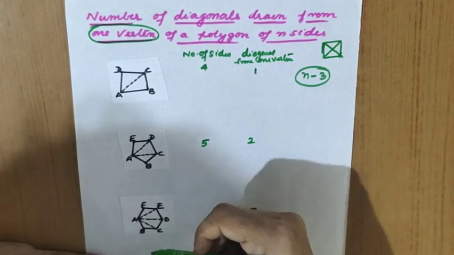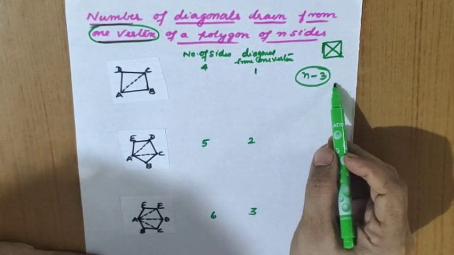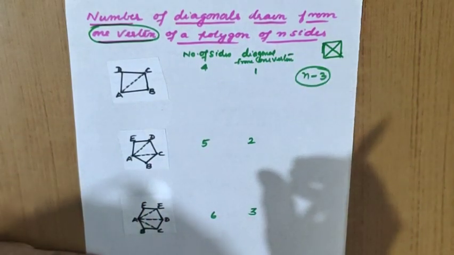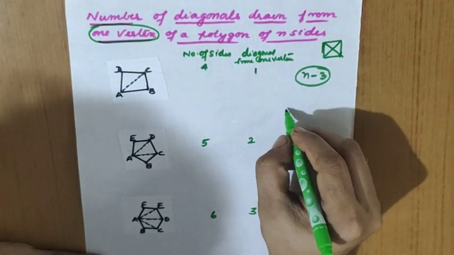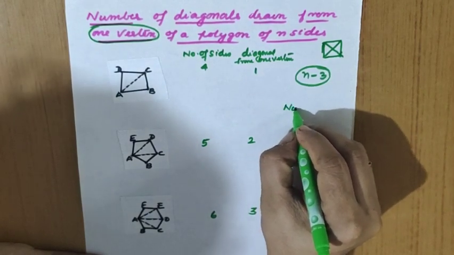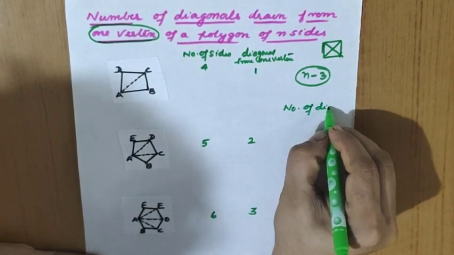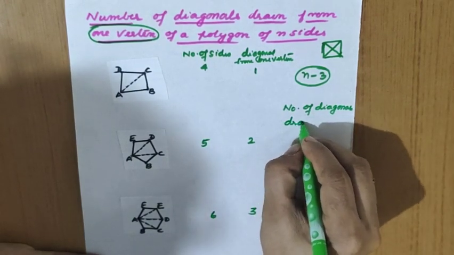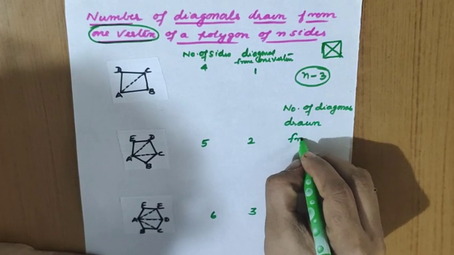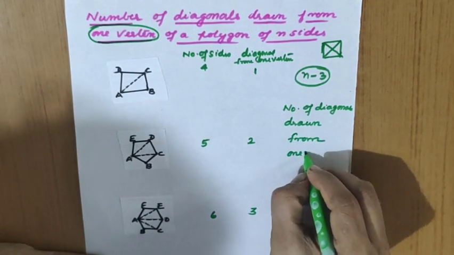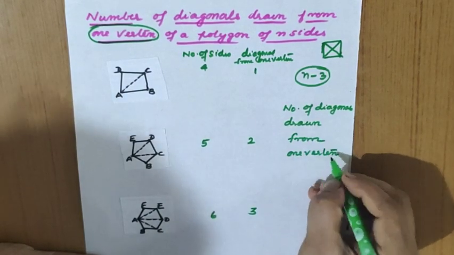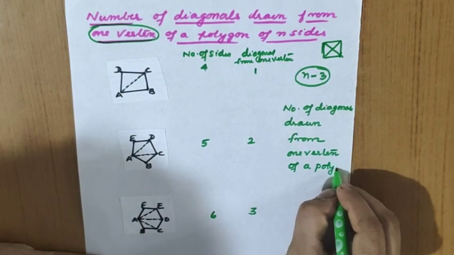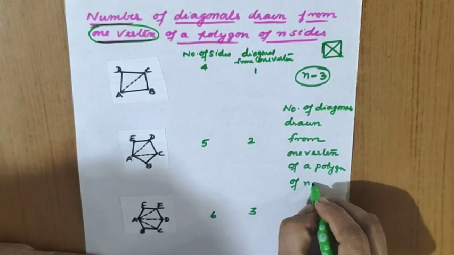That means if 7 sides are there, how many diagonals can we draw? 4. We are not telling here how many diagonals are possible in total. What is the concept here? Number of diagonals drawn from one vertex of a polygon of n sides, right?